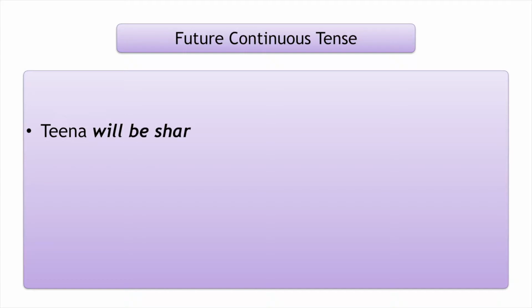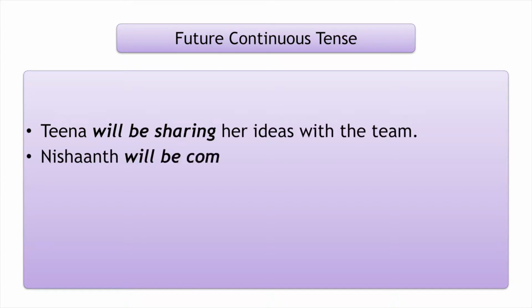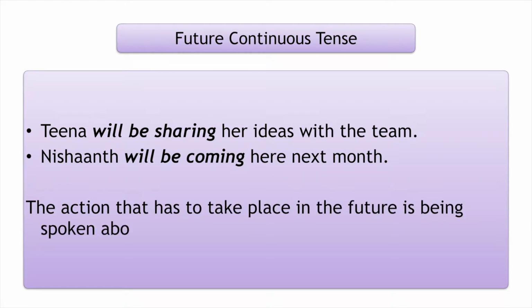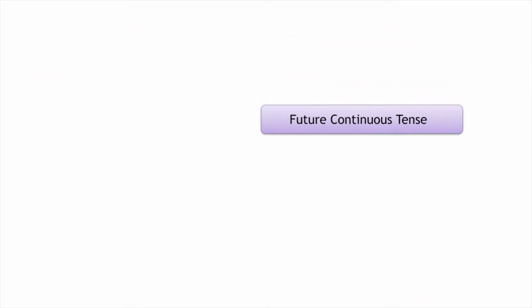Teena will be sharing her ideas with the team. Nishaanth will be coming here next month. In these sentences, the action, sharing and coming, is going to happen in the future. The action that has to take place in the future is being spoken about in progression, and for this we need to add be to will.